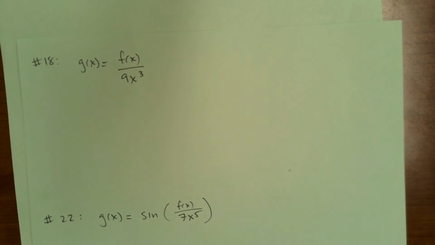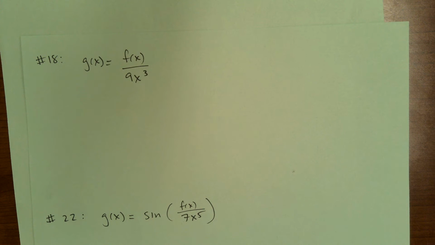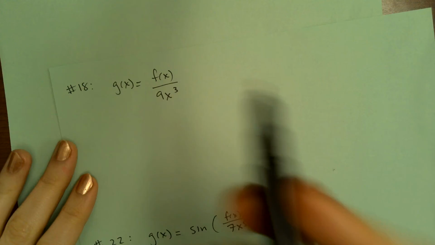All right, this is number 18. Is this a product, a quotient, or an inside-outside situation? Primarily. Like there might be more than one, you might say yes to more than one of those, but primarily at first glance, is this a product, a quotient, or one function inside of another? The answer is quotient. So you're going to use quotient rule.